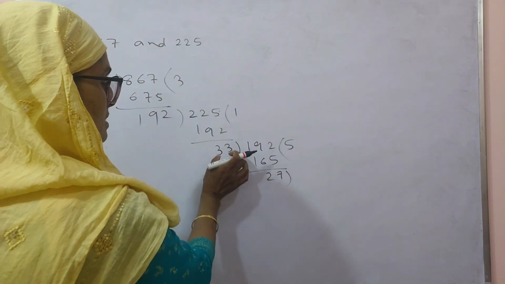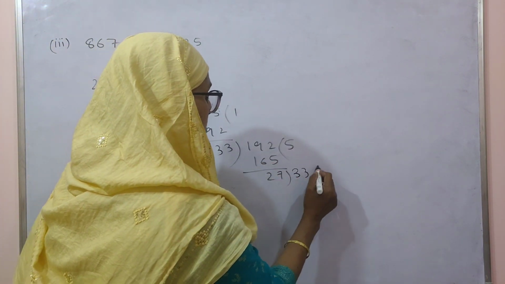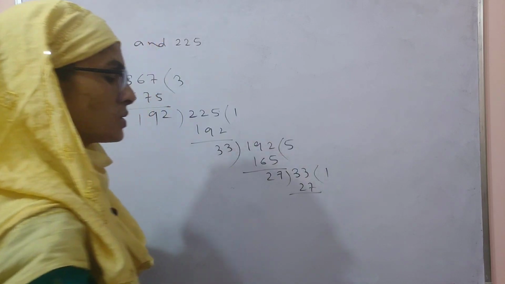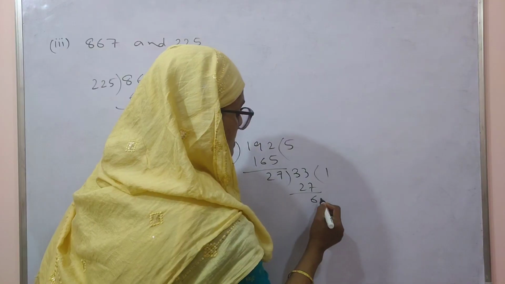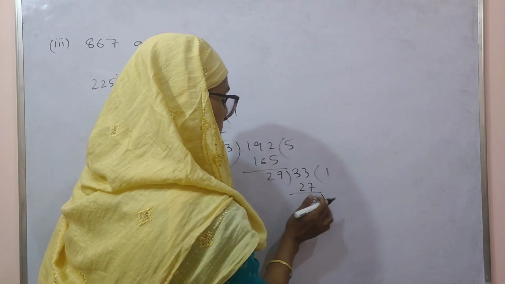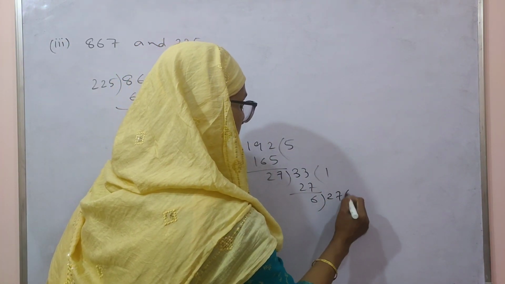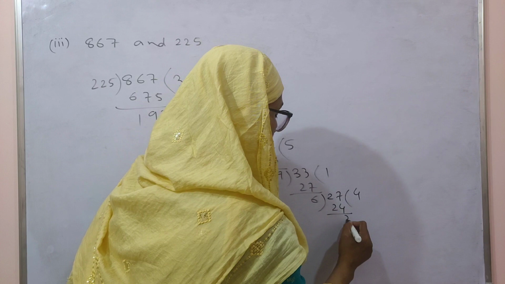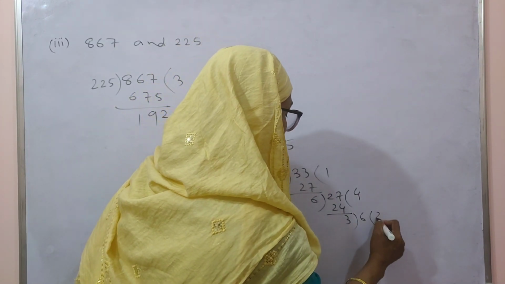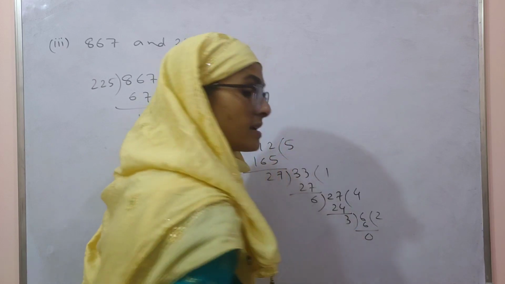Again divide 33 by 27. 1 times 27. 33 minus 27, you will get 6. Now this is the remainder. Divide by this: divide 27 by 6. 4 times. Now subtract, you get 3. Again divide 6 by 3. You will get 2 times 6. You will get remainder 0.